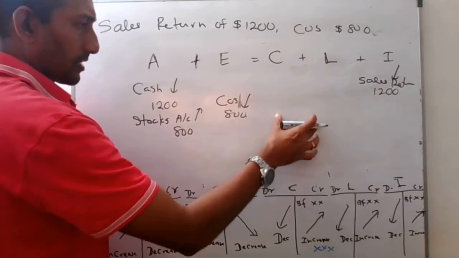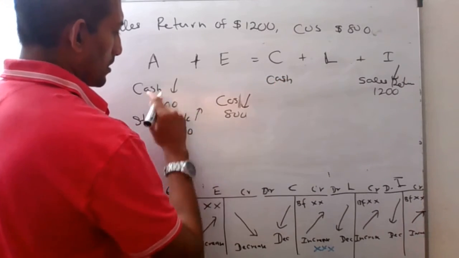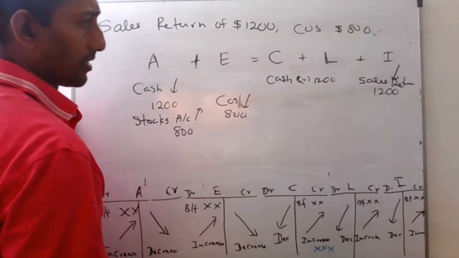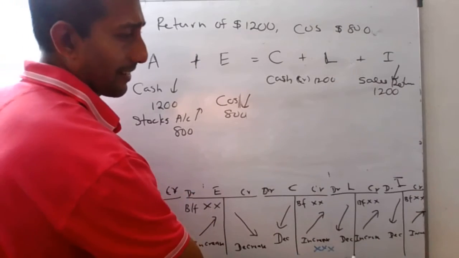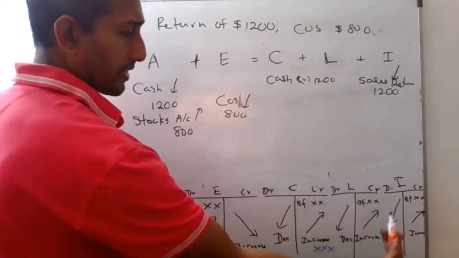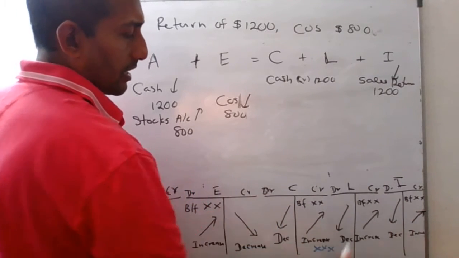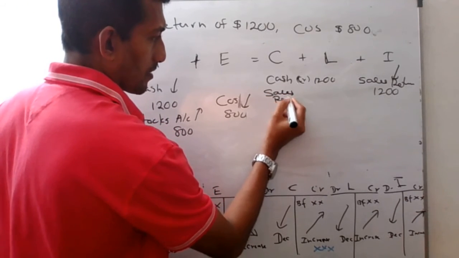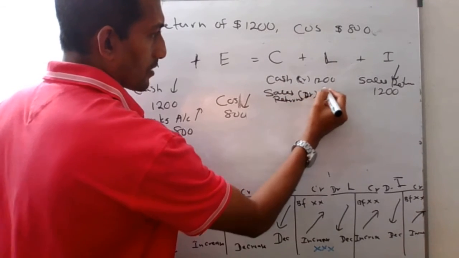So let me first write the double entries and we'll put it into the ledger. So the cash is reducing, so we credit 1200. I'm sure we are clear. And the sales return, it's a special transaction. Now it is an opposite of a sale. So you can see here a sale is an increase, so a sale is credit, but this is a reduction. So reduction is a debit. So sales returns is going to be debit 1200.